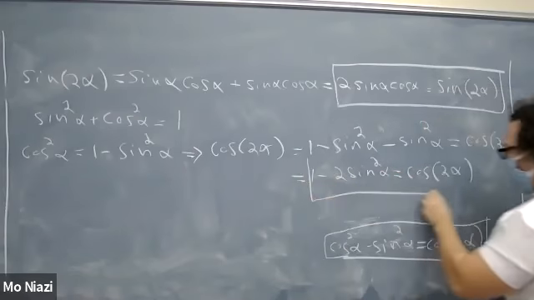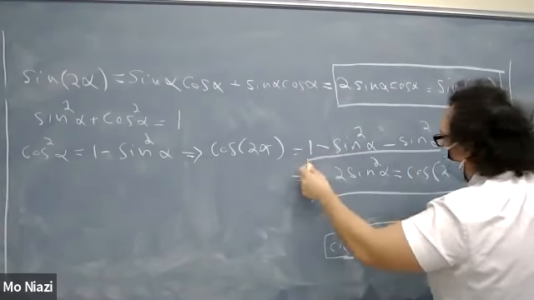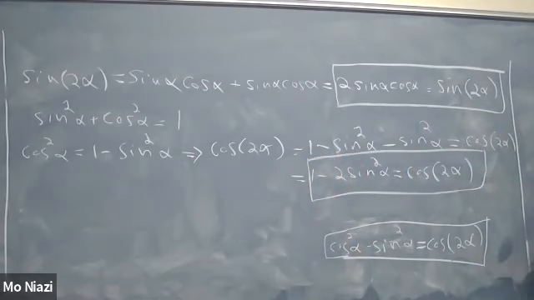Okay, so which one is right? Is this right or this right? Which one of them is really cosine of 2 alpha? Both of them? They're both right.